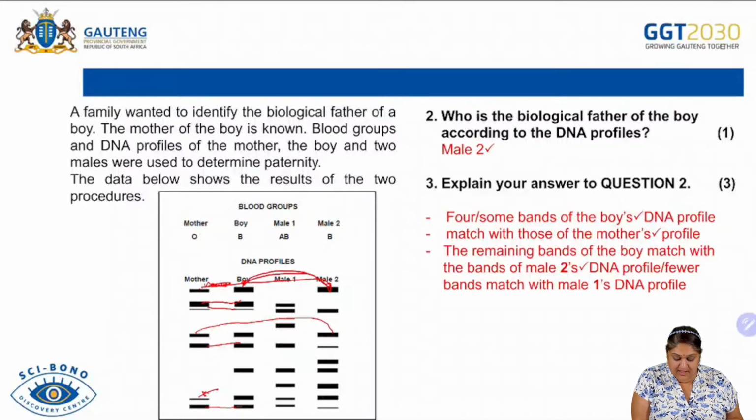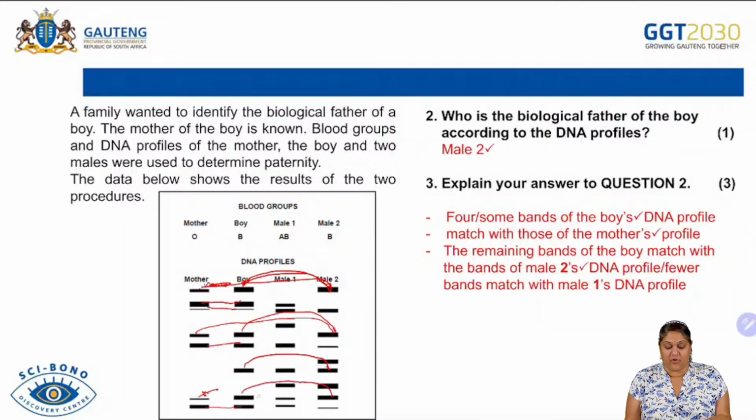So we've got this one, and then we've got this one. It's also matching. And then we've got this one that's matching, and we've got this one that's matching. And that one matches the mother. So we look at the boy, and we have to see how many of them match with the mother. And the remaining bands of the boy are going to match with the father.